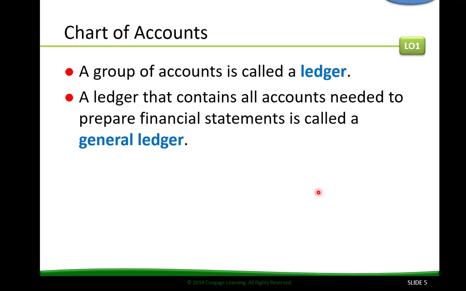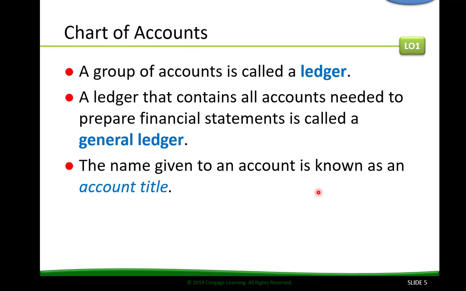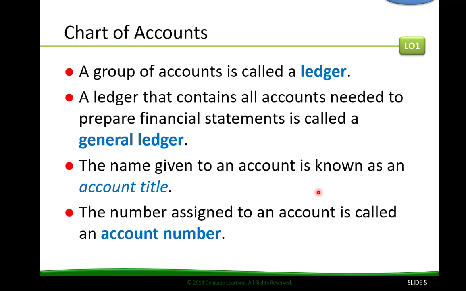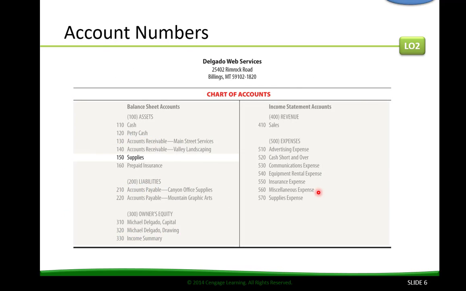The group of accounts is called a ledger. The ledger that contains all the accounts needed to prepare financial statements is your general ledger. The name given to the account is the account title and account number.